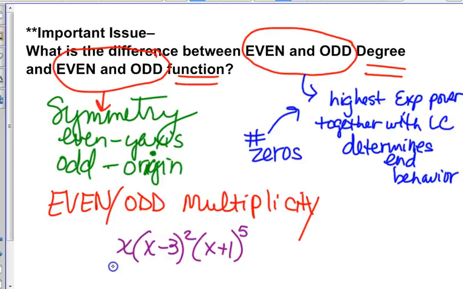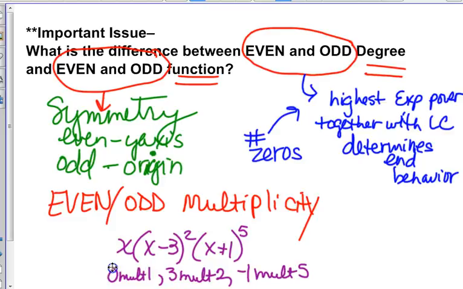The number of times the 0 repeats. So this is a 0 of multiplicity 1. This would be a 0 at 3 of multiplicity 2. And this would be a negative 1. It has a 0 at negative 1 of multiplicity 5.